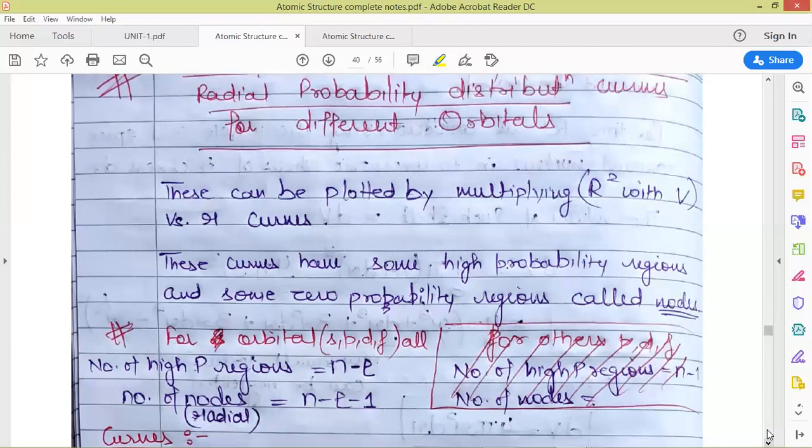And for angular nodes, the number of angular nodes is equal to the value of l. That means the number of angular nodes is independent of the value of the principal quantum number. For s orbital, we have 0 angular nodes as it is spherically symmetrical and independent of the angular part. For p orbital, we have 1 angular node. For d orbitals, we have 2 angular nodes. And for f orbitals, we have 3 angular nodes.